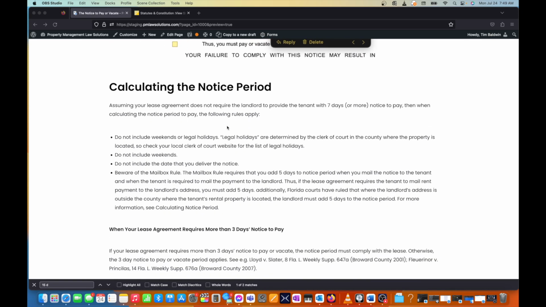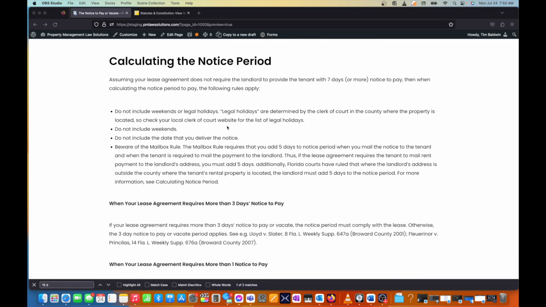You can review how to calculate notice periods in that particular video, but this is a section here if you want to pause for a moment and just read some of the highlights of calculating the notice period to familiarize yourself with how the rules work.